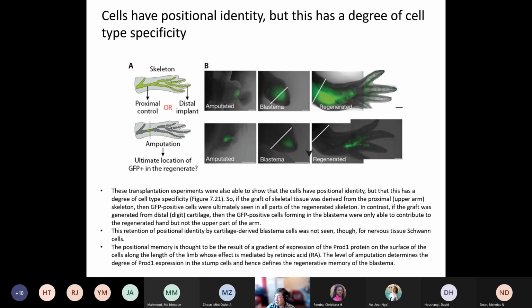So this again demonstrates that the information is carried by the remaining part, and again demonstrated, it's not the blastema, but the remaining tissue that contributes to the blastema that carries the identity information as well as positional information.